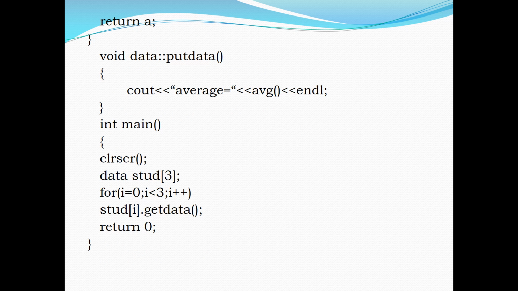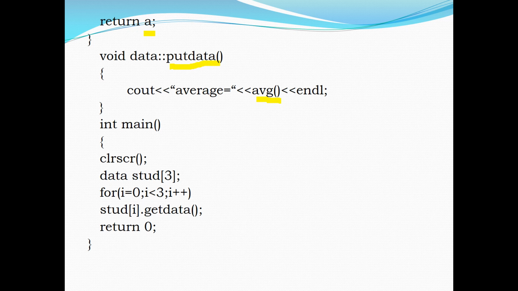Now we are going to create put data. Put data is a member function. In this member function, I have created put data where I'm going to display the average. See, cout average. Once average is called, the control passes to the average function. In the average function, we have calculated the average by using a equals maths plus science divided by 2. Now the average is stored into a. Return a. Now the a value is displayed here. Till now the member functions have been created.